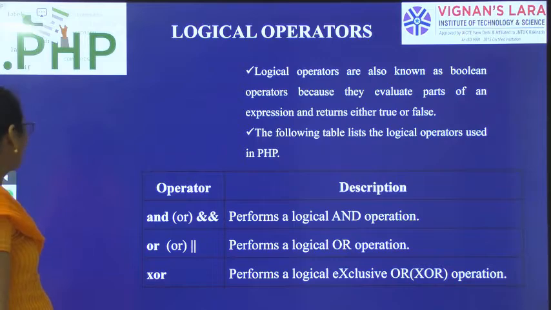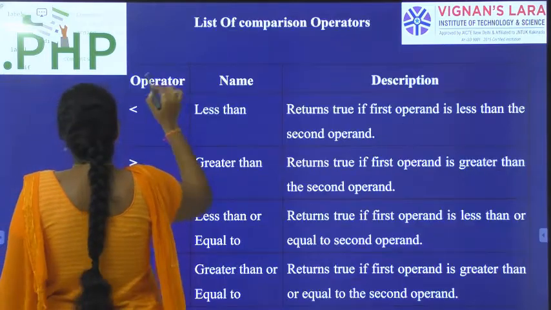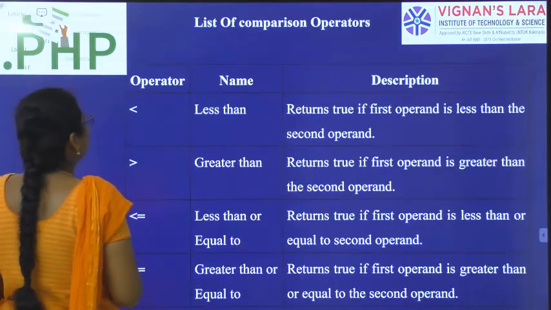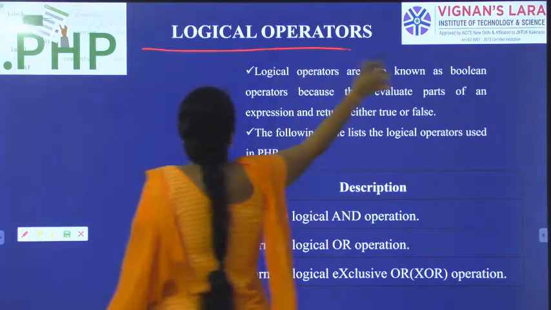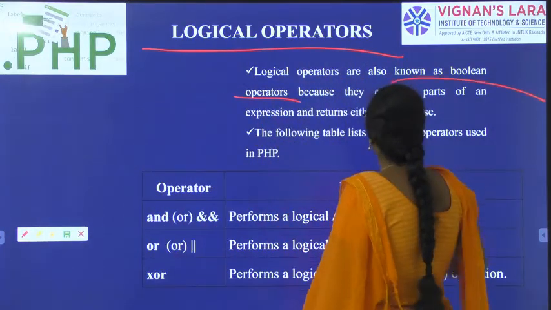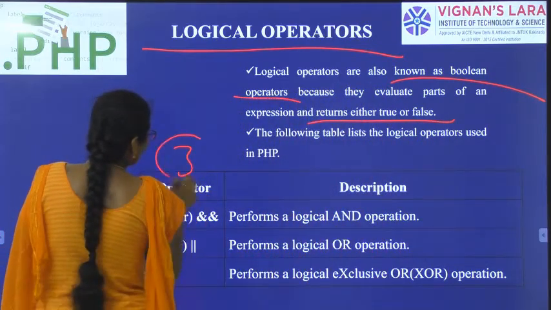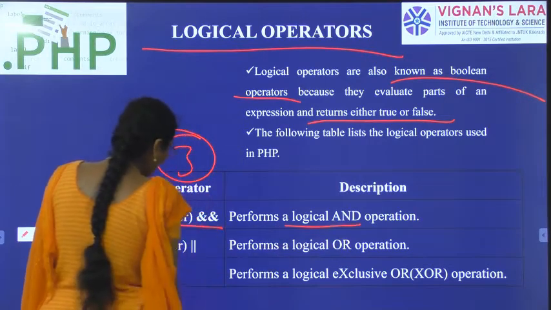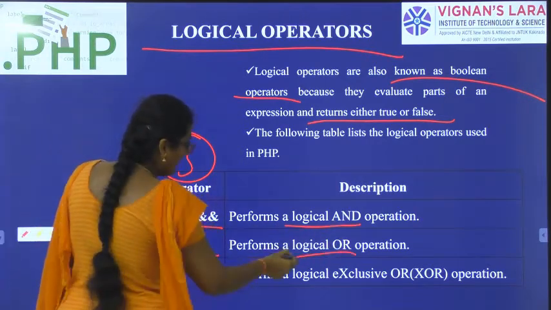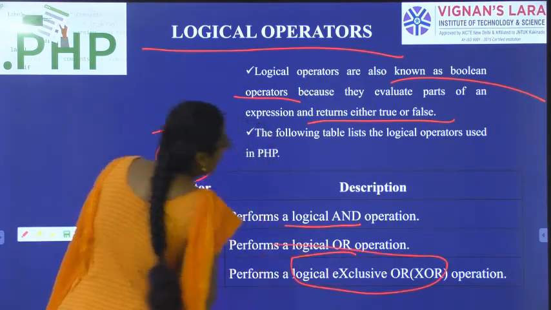So next one, logical operators. Logical operators are also known as Boolean operators, and they will return either true or false. We have three logical operators in PHP: AND, which performs the logical AND, OR, which performs the logical OR, and XOR, which performs the logical exclusive OR.